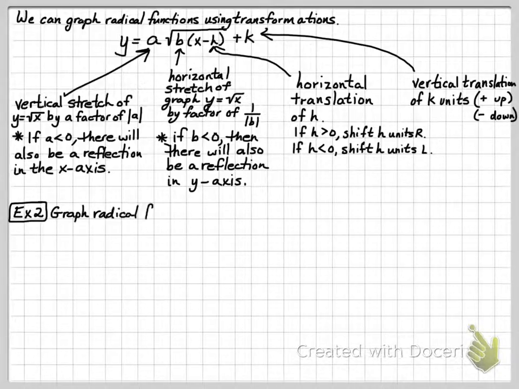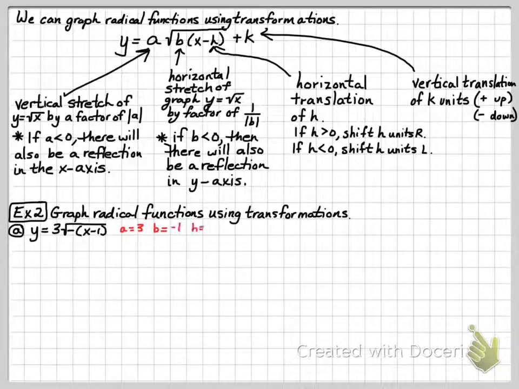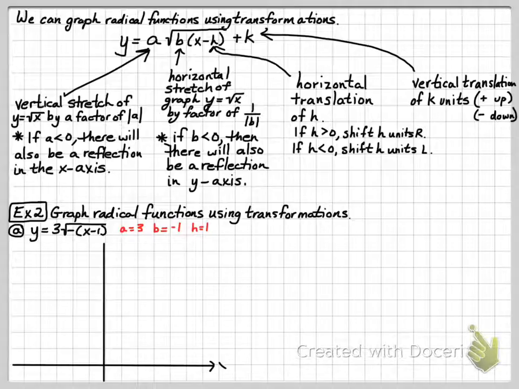Let's look at example 2. Let's graph radical functions using these transformations. So here's an example. We have y is equal to 3 times the square root of the negative of x minus 1. This tells me my b value is going to be negative 1. That's the number in front of x that's been factored out. A is going to be 3, and h is going to be 1. And that's what I was saying about minus h.